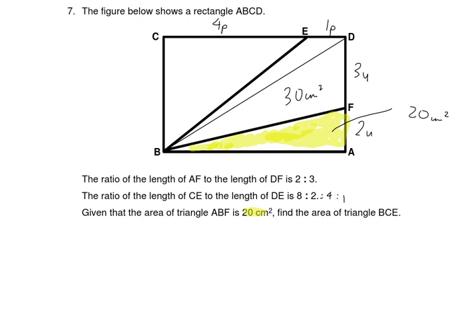So if this part is 30 and this part is 20, am I right to say that half the rectangle is 50? That means this part is also 50, right? But they are actually in the ratio of 1:4, right? So this part must be 10 cm square. So the whole part is equal to 40 cm square.